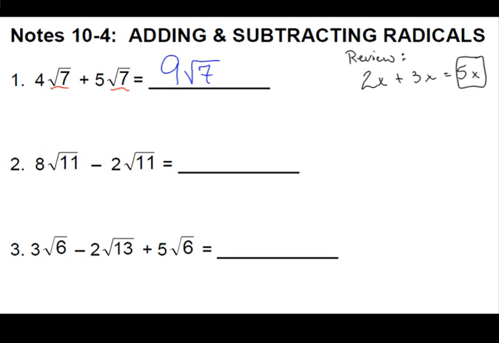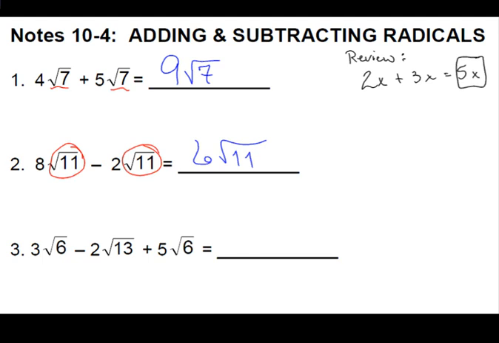Looking at number 2 here, this one's a subtraction problem. 8 times the square root of 11 minus 2 times the square root of 11. Here, my radicals are the same. Since my radicals are the same, I can just subtract 8 minus 2. 8 minus 2 gives me 6. And then I have the square root of 11 still in the radical.